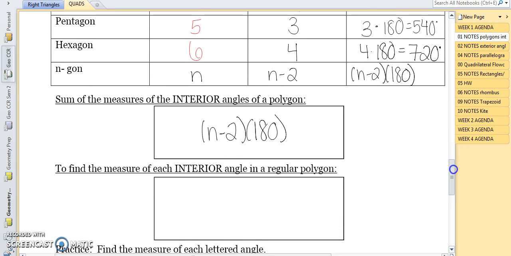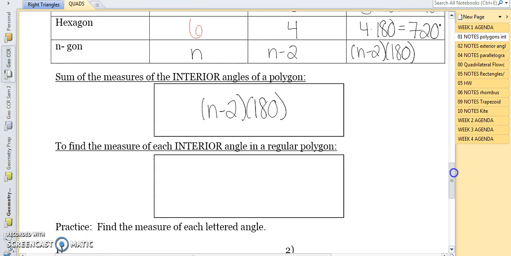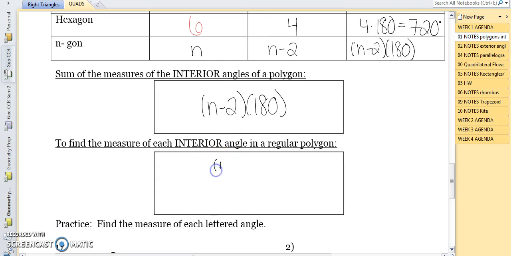To find the measure of one interior angle of a regular polygon, you'll do n minus 2 times 180 and divide it by the number of sides. Because we know that if we have a number of sides, we'll have that same number of angles. So it's the measure of one interior angle. The top one is the sum of the interior angles, and this one is for just one angle.